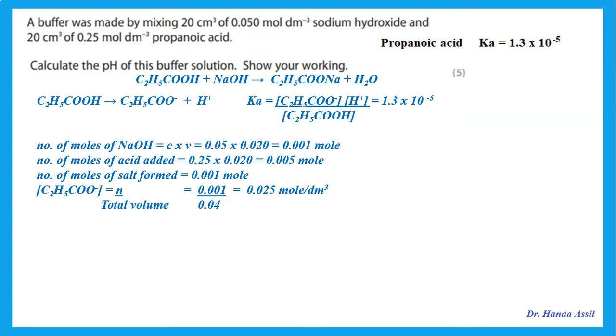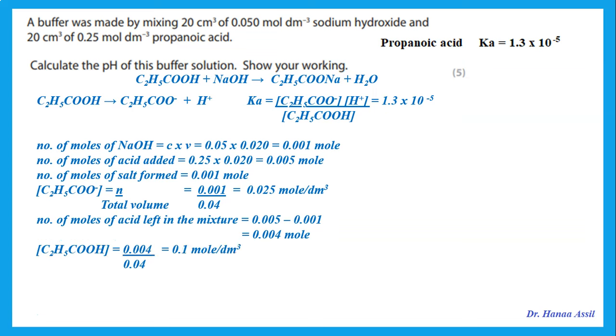Remember, we added 20 cm³ of sodium hydroxide to 20 cm³ of propanoic acid, so the total volume is 40 cm³. This gives the concentration of the propanoate, and then the number of moles of acid left in the mixture. We still have some acid in the mixture. That is the rest of the number of moles that we had. Remember that the equation says if I have 0.001 mole of sodium hydroxide, I need only that same amount of moles of the acid, but we added 0.005. So the remainder of that is 0.004.